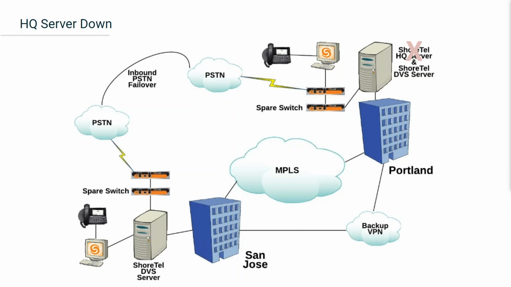So having the headquarters server go down doesn't cripple our phone system in this scenario because we have those DVSs to handle everything besides the administration of the system, really. So the only other thing you would lose in this case is if you had any advanced applications running in your headquarters server, they would also be down. So maybe you had like ShoreTel Call Recorder or the emergency notification app or something like that. Those apps would obviously be down as well, but the day-to-day use of the system would still be fully functioning off the DVSs.